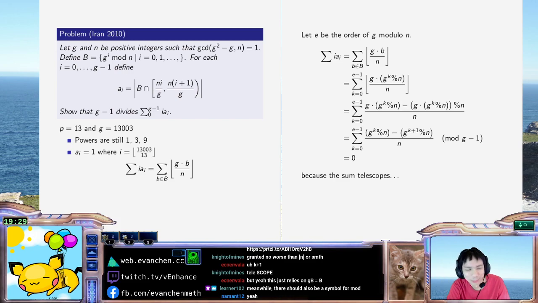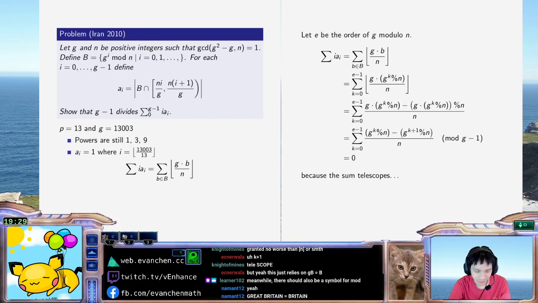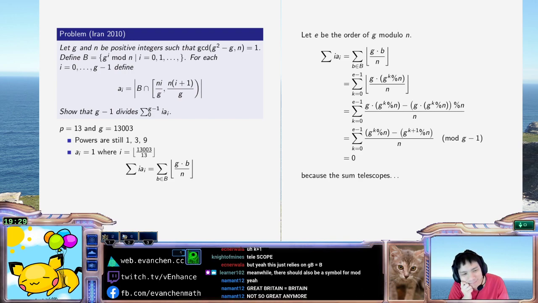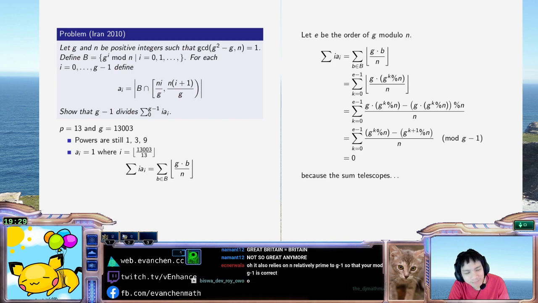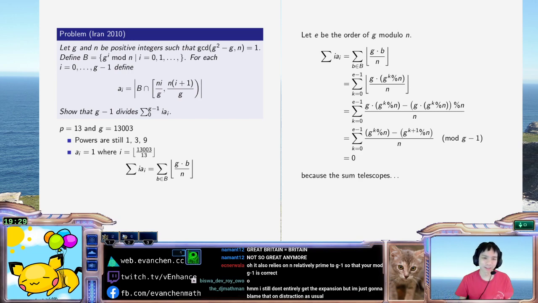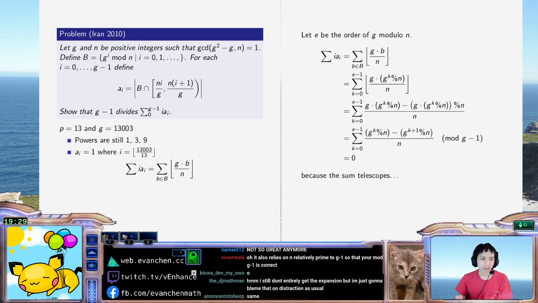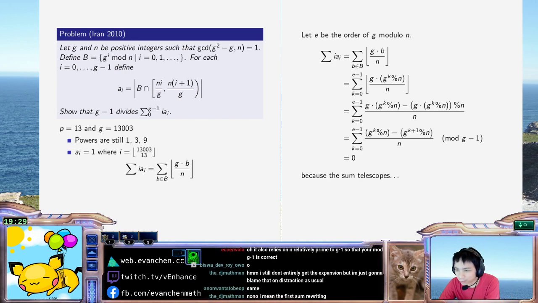Well, use percent, and people will know what you mean. I don't entirely get the expansion. Basically what I did is I bashed out everything with fractional parts. This is gk percent n, the definition of b. The floor of x over n is x minus x percent n, all divided by n, right? This whole blob is this, and you repeat it here, and then take mod n again.